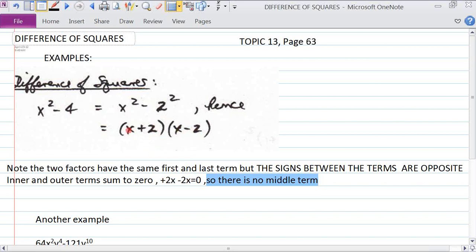And this always happens if, first of all, what's in this bracket is exactly what's in this bracket, except the signs are different. When that happens, we get no middle term. We have a first term and we have a last term, but the plus 2x here, the inner and the outer, cancel, so they sum to 0.